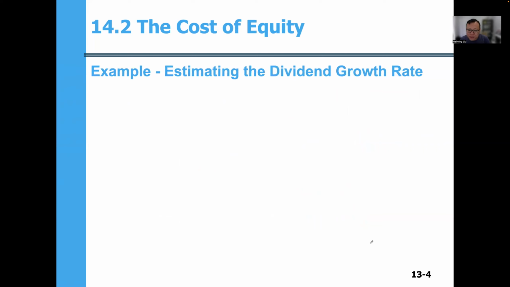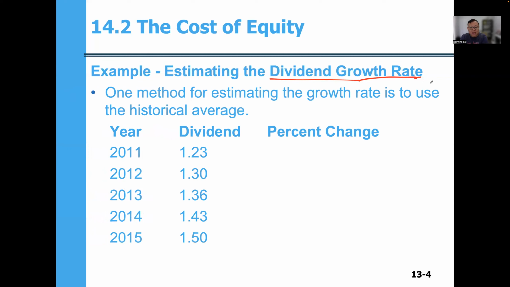So a fair question would be, how can you know the dividend growth rate? That's a very good question. In the previous question, that information was given, but how can we know the dividend growth rate? One method is to use the historical average, the data from the previous years.